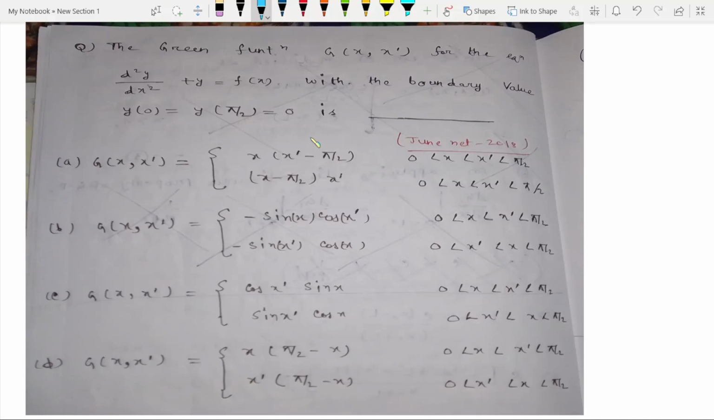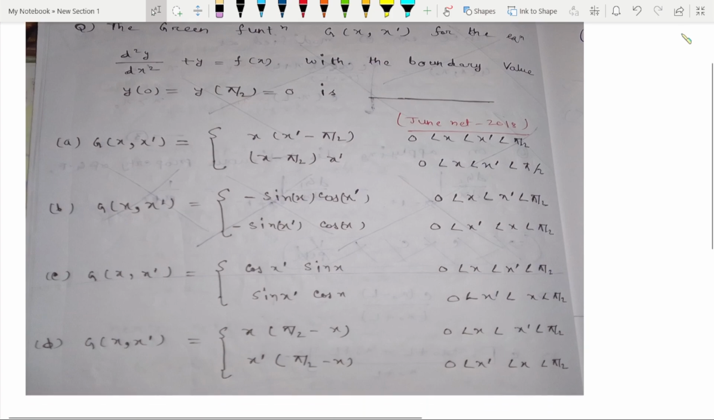This is Suvojeet, and in this video I am solving the remaining problems of Green's function for the CSIR NET exam. Our first question is: the Green's function G(x, x') for the equation d2y/dx square plus y equals f(x), with the boundary values y(0) = y(pi/2) = 0, is?